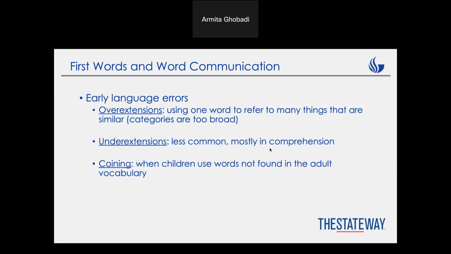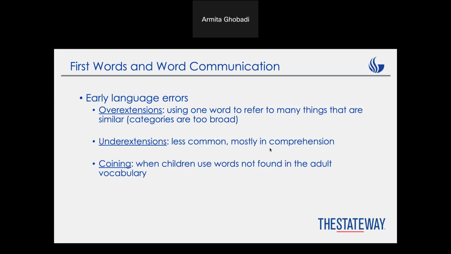There are going to be some errors in language development, which is so cute. I love that. The first of all is overextensions. Children are going to use one specific word or category to refer to many other categories. Let me give you an example.